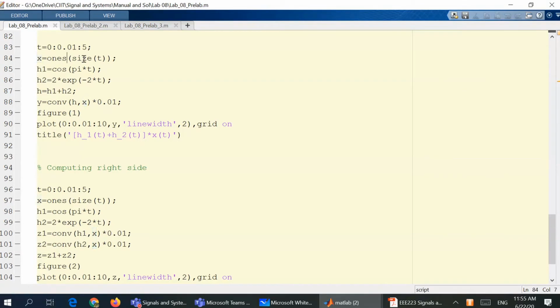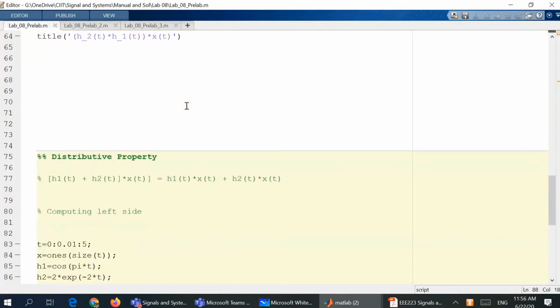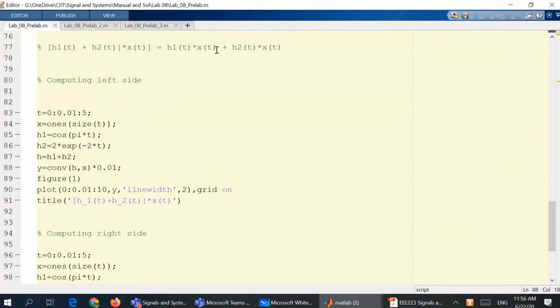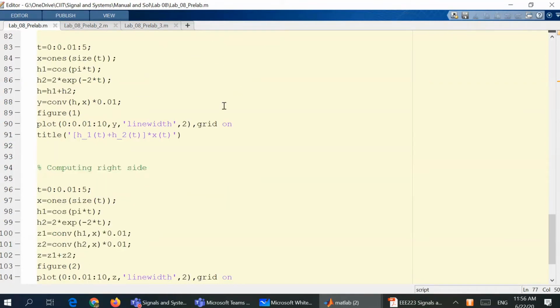X is ones from t, which is 0 to 5. H1 is cos pi t, H2 is 2 e raised to power minus 2t. So first of all, we will add H1 and H2, and then we will convolve this H with X. Okay, and all of the other principles are same. Now on the right side, we will convolve first H1 with X, and then H2 with X, and then add the results.